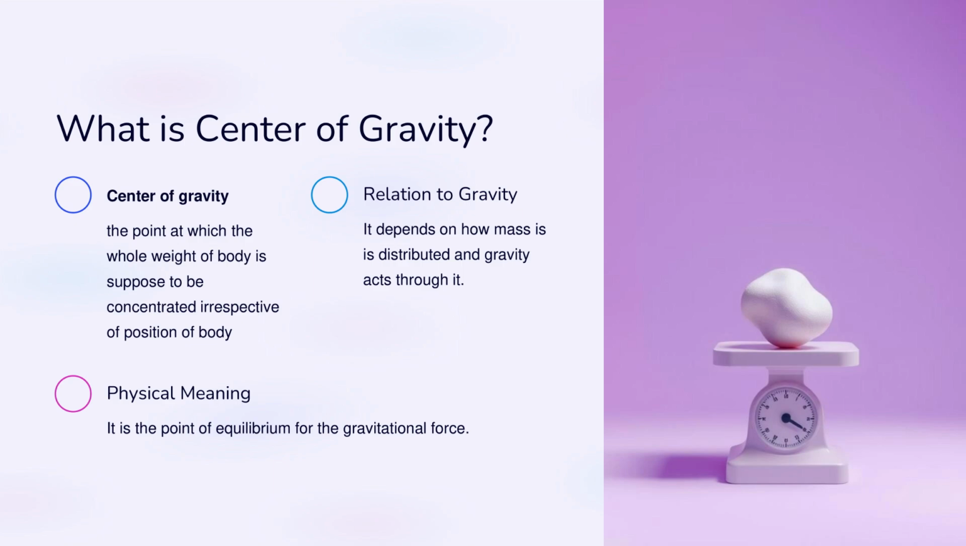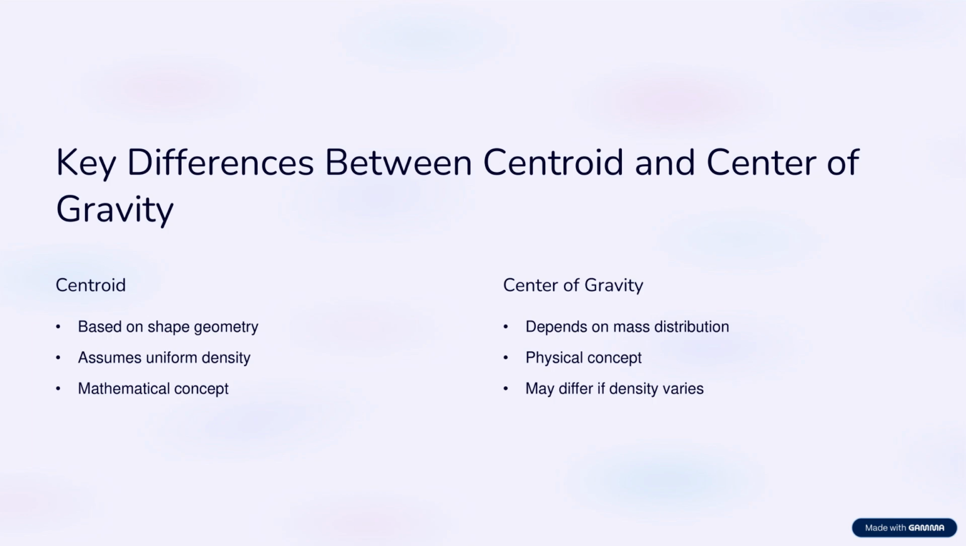So what's the difference between centroid and center of gravity? Let's move forward and see. Key difference between centroid and center of gravity. As you can see here, the centroid is based on shape geometry. It assumes uniform density and it is a mathematical concept. The center of gravity depends on mass distribution and it is a physical concept. It may differ if density varies. So here are the differences of these two things.